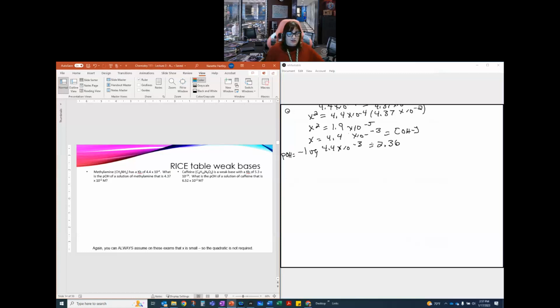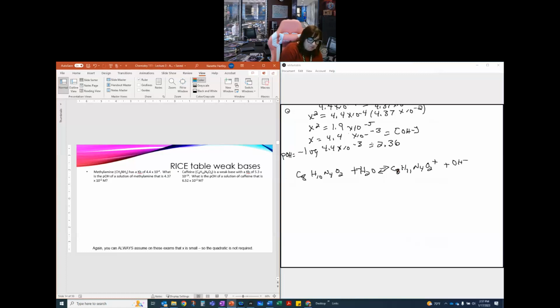Cool. My next question says caffeine, C8H10N4O2, is a weak base with a Kb of 5.3 times 10 to the minus 14th. What is the pOH of a solution of caffeine that's 6.52 times 10 to the minus 2 molar? So we're going to set this up the same way that we did before. C8H10N4O2 reacts with H2O to give me C8H11N4O2 plus, so I just put that proton on there, plus OH minus.